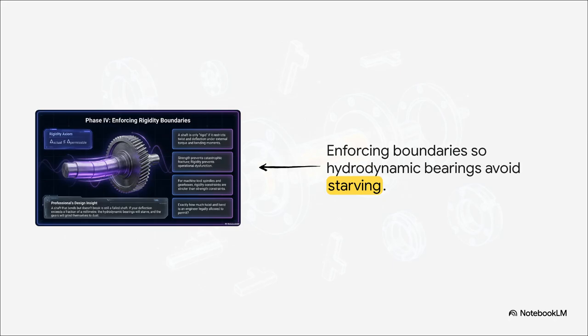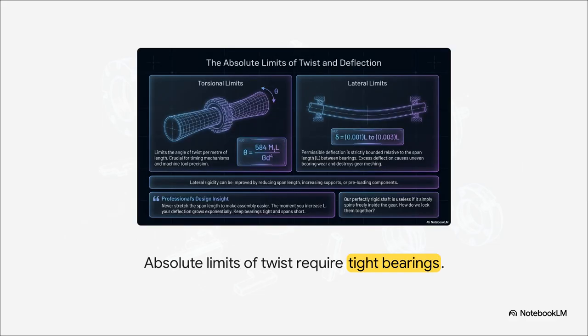If a shaft deflects by even a fraction of a millimeter too much, hydrodynamic bearings will literally starve of lubrication, and your wildly expensive gears will just grind themselves to dust. Rigidity is what prevents operational dysfunction. There are absolute limits to both torsional twist and lateral deflection.